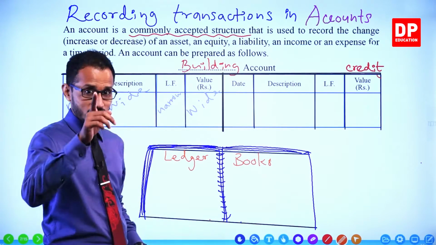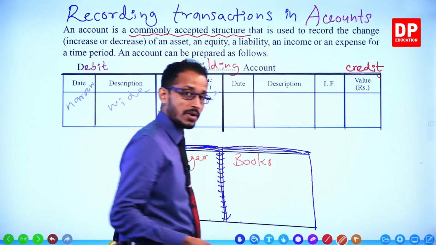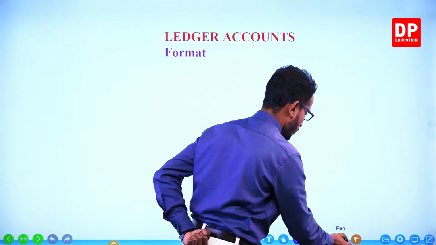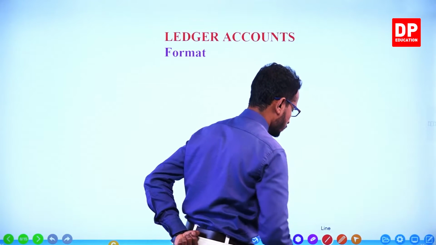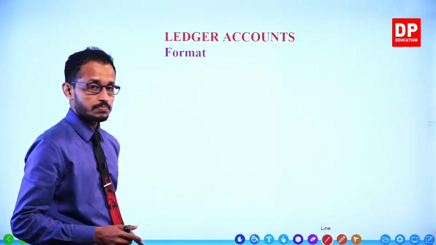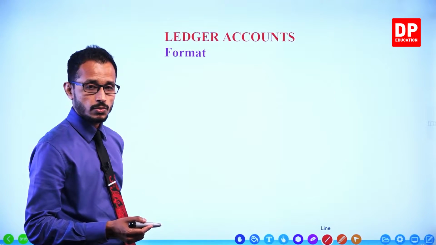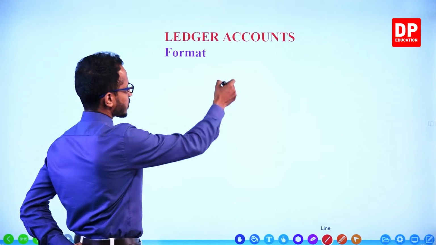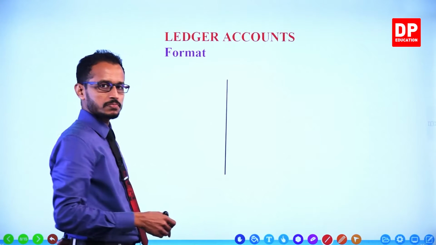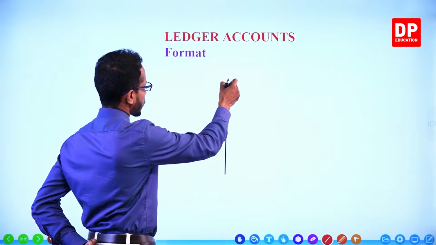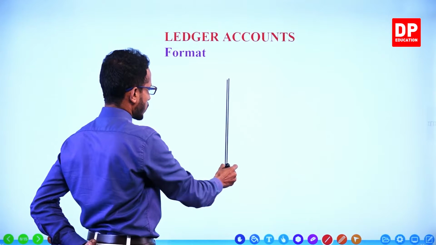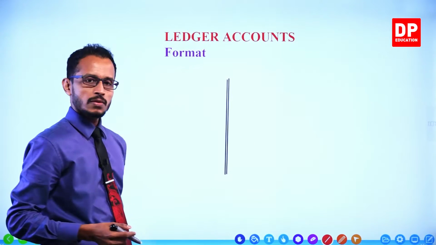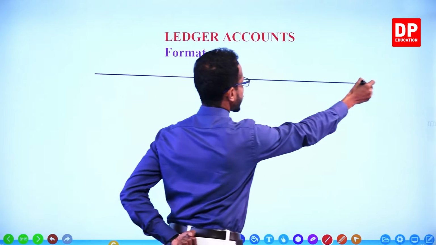Okay, we'll draw one ledger account by ourselves. Now tell me, how do I draw a ledger account? What should I draw first? The T. That's right. I should draw the T first. All right, here you go. Vertical line and horizontal line.